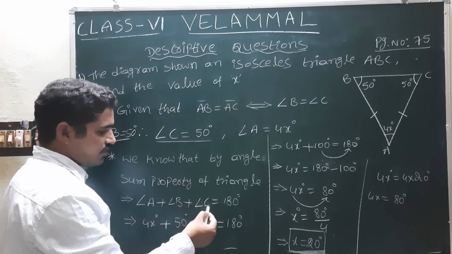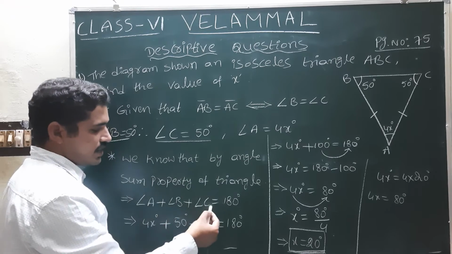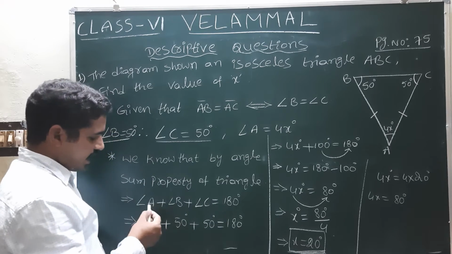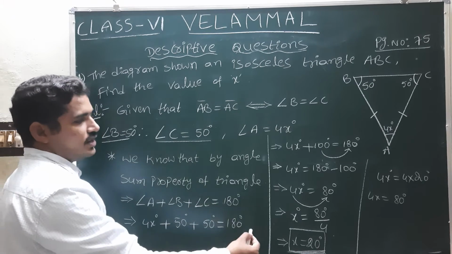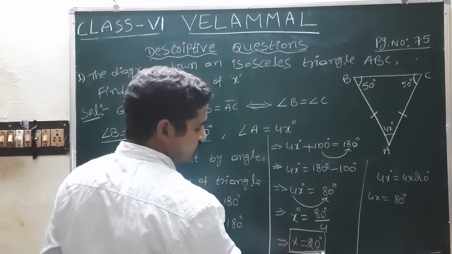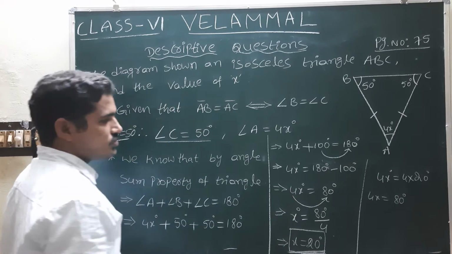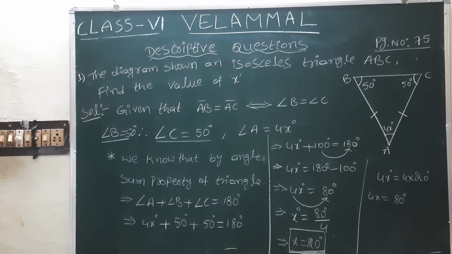Now we are substituting the angles A, B and C here. Angle A is equal to 4x, angle B is 50, angle C is 50. By doing the simplification, we got the x value as 20. So this is our solution: x value is equal to 20. Okay, copy this, children.